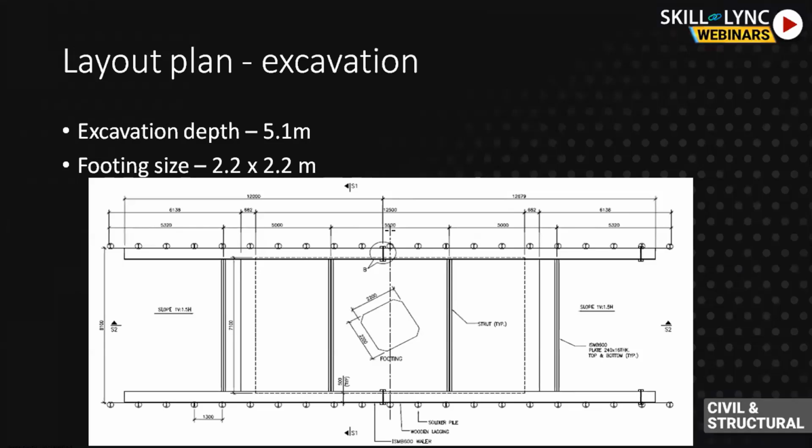Here you can see the excavation depth is around 5.1 meters. In between you can see some footing of size 2.2 meters. So the width of the excavation is 8.1 meters. Here you can see some rounds. These are the soldier pile wall, and between them lagging is provided. After that, walers are provided along the length, and in between, one level of strut is provided to limit the deflection.